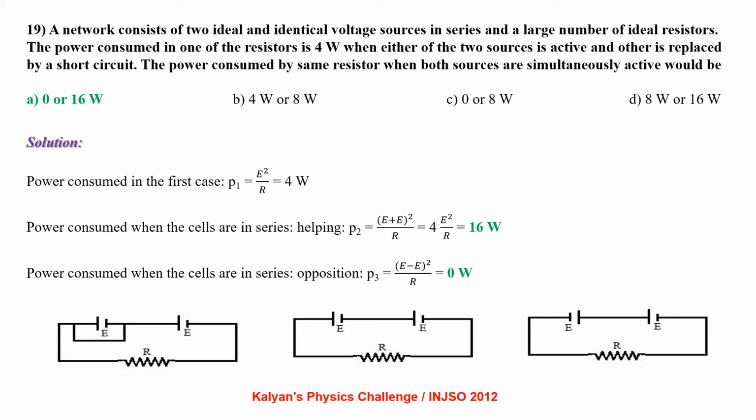P1 equal to E square by R, that is 4 watt. Power consumed when the cells are in series, P2 equal to (E plus E) whole square by R, that is 4 times E square by R, which comes to be 16 watt. Power consumed when the cells are in series opposition, P3 equal to (E minus E) whole square by R, that is 0 watt. As the two cells are identical, their EMFs are equal, so when they are connected in series opposition, the resultant voltage will be 0.